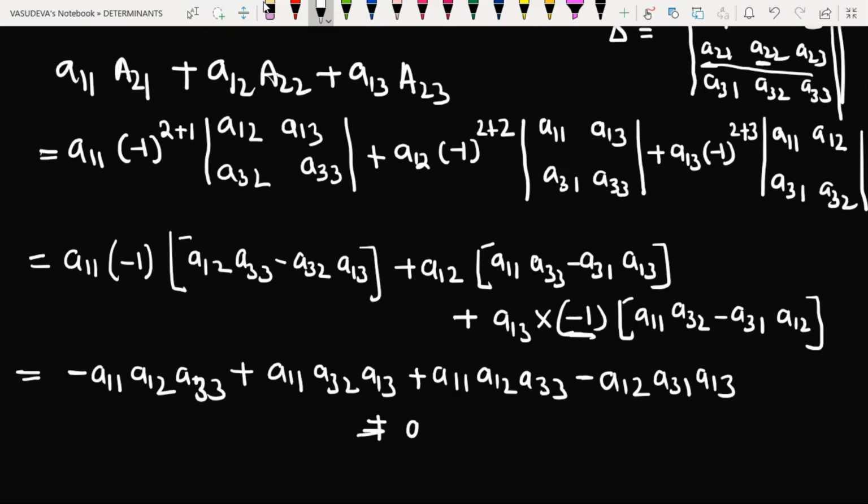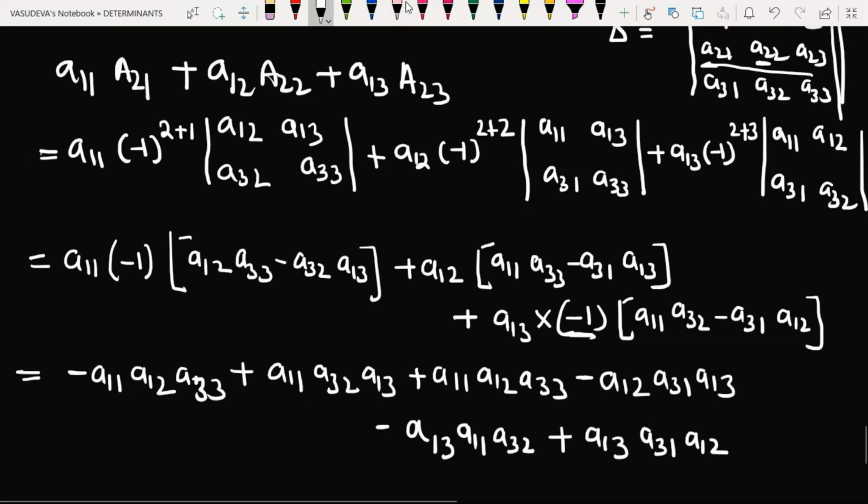This will become plus A11 into A32 into A13, and plus A11 into A12 into A33, and minus A12 into A31 into A13. Taking the minus inside and multiplying by A13, minus A13 into A11 into A32, and minus into minus will be plus A13 into A31 into A12. Now check the elements and compare. This is minus A11, A12, A33. You observe A11, A12, A33; these two get cancelled.